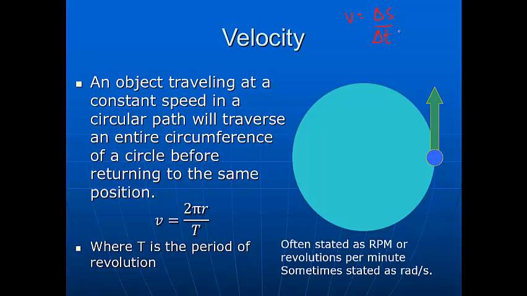So if we're looking at change in displacement, let's find out how long it is around the whole circle. Then again, we're looking at 2 pi r. And we use the term T, period, which we saw in simple harmonic motion, for time, because T is basically a period of revolution. It can also be stated as revolutions per minute or RPM, and sometimes as rads per second.